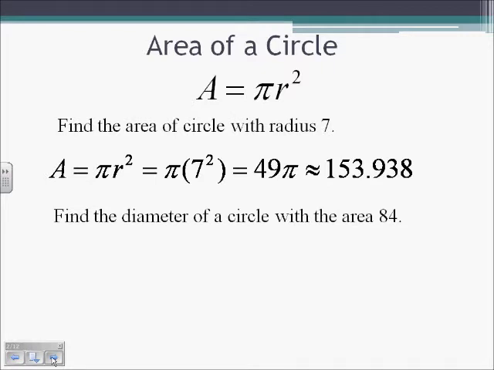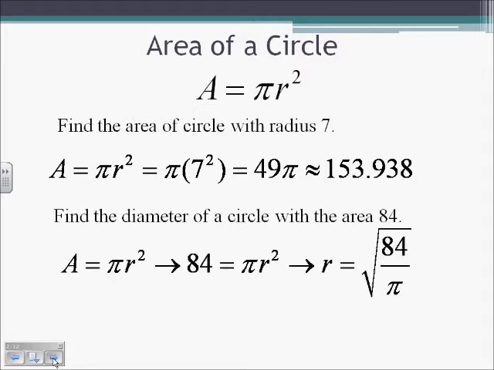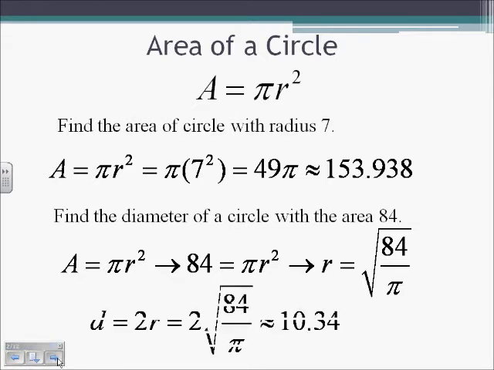If we're going to find the diameter of a circle with the area of 84, we plug in 84 for our area. So we know 84 is going to equal pi times r squared. We solve that for the radius and multiply it by 2. So our radius is going to be equal to the square root of 84 divided by pi. We double that, that's 2 times the square root of 84 all over pi, which is approximately 10.34.